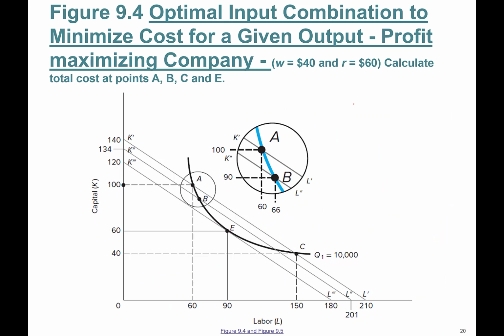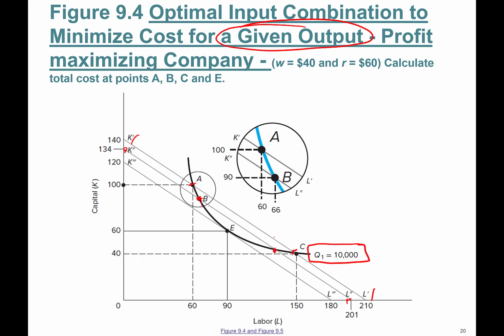Sorry about screaming. So this is the optimal input combination to minimize cost for a given output. This is what we have been doing, a profit maximizing company. Assume that this company wants to produce 10,000 units. There are different ways to produce this. For instance, the K prime, L prime line is one way to produce, and points A and C are on this line. On the K double prime, L double prime line, look, this point B is on this line.